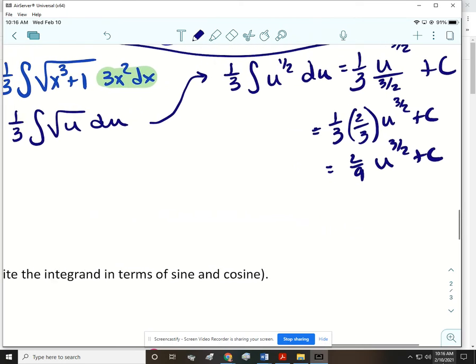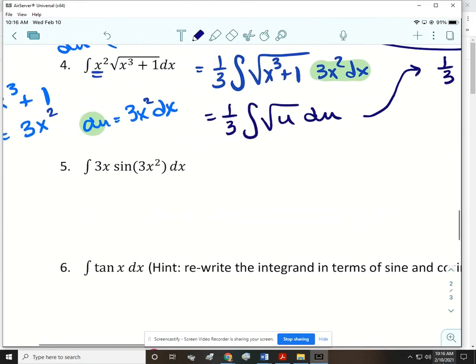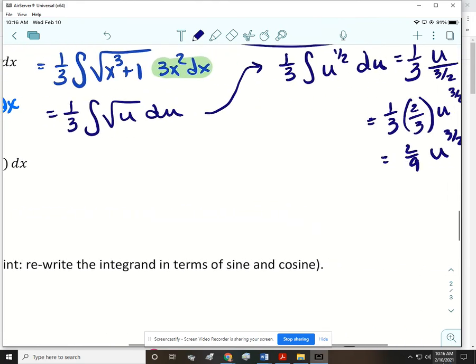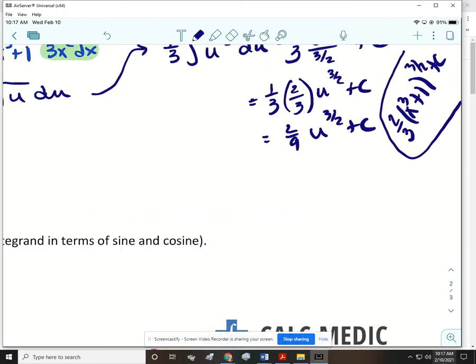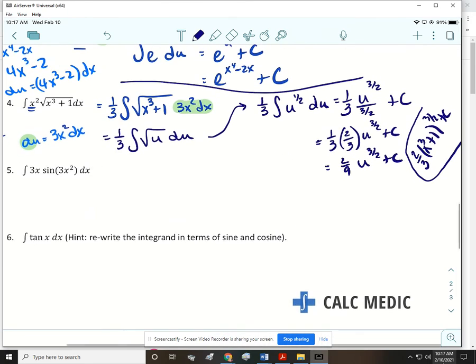And then finally, I'll go back in the place of u, and I'll put in the x cubed plus 1. I'm going to write it sideways. So I have the 2/9, and then x cubed plus 1 to the 3/2 plus c. That's your final answer.